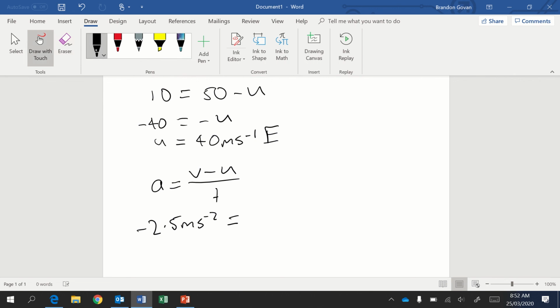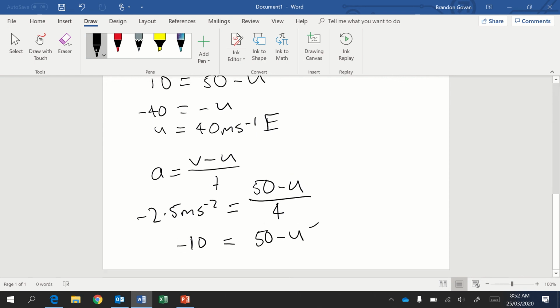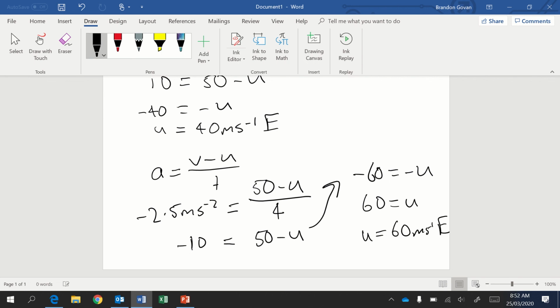All right, so now we're subbing in the numbers once again for velocity was 50 minus u over 4 seconds. And now I'm going to rearrange again. We'll get negative 10 on this side equals 50 minus u. And this time, we're going to get negative 60 equals negative u. And now 60 equals u. u, the initial velocity, is 60 meters per second, still east.